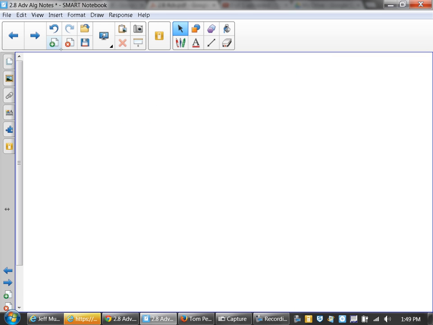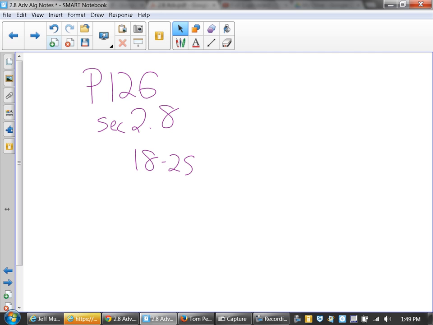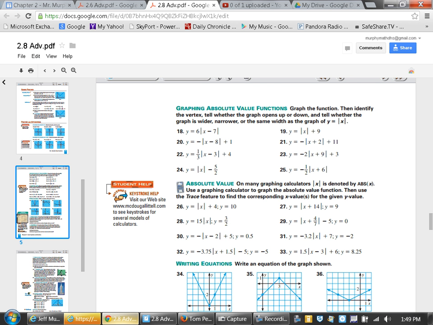So next week, we'll start with the graphs of those, and we'll write points off of it. It's section 2.8, page 126, 18 through 25. On one of the problems, I believe you have a k value of 11. What should you change that to? Make K 10. Let's make it 10. Okay?